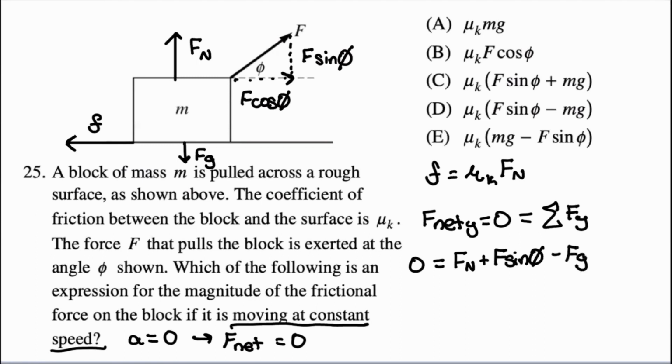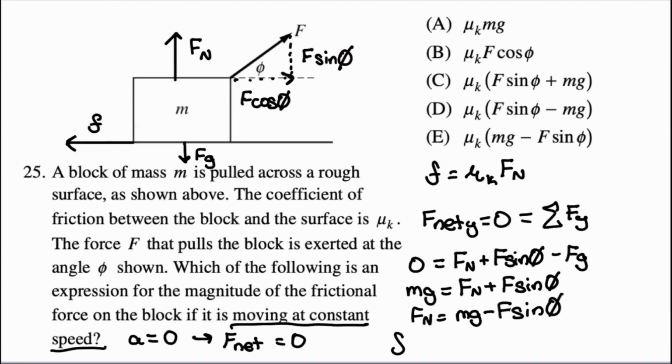Now, Fg can be rewritten as mg, and I'm going to bring that to the other side, so mg is equal to Fn plus F sine of phi. And so Fn is going to be equal to mg minus F sine of phi. And then substituting that right back into our equation, we get that the friction is equal to mu kinetic times mg minus F sine phi, which is answer choice E.